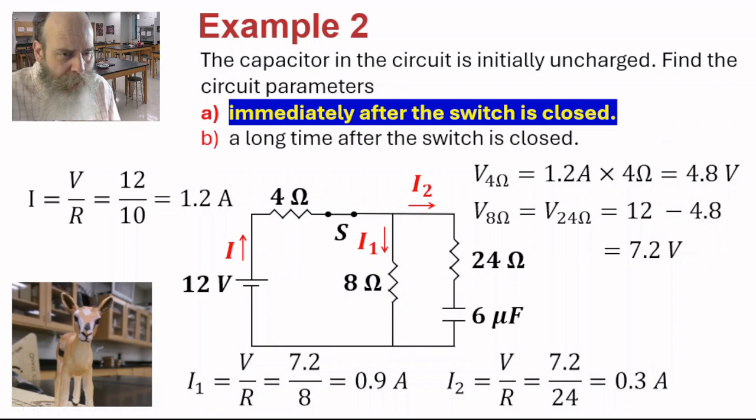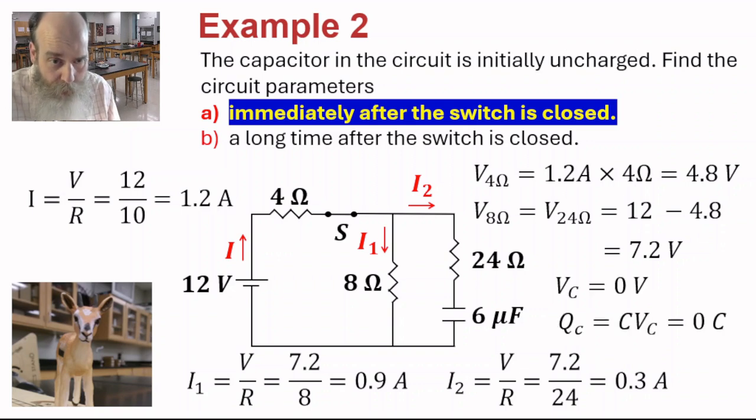Now let's put the capacitor back. The voltage across the capacitor is 0 volts, and the charge, QC equals C times VC, is also 0. It is 0 coulombs.